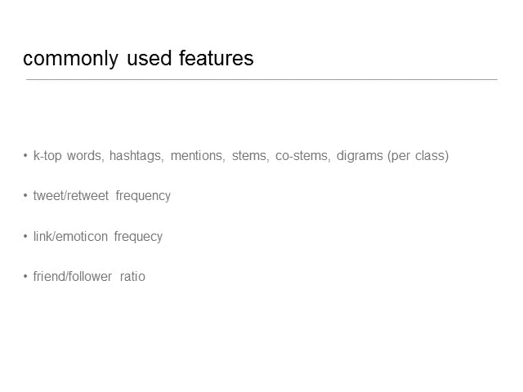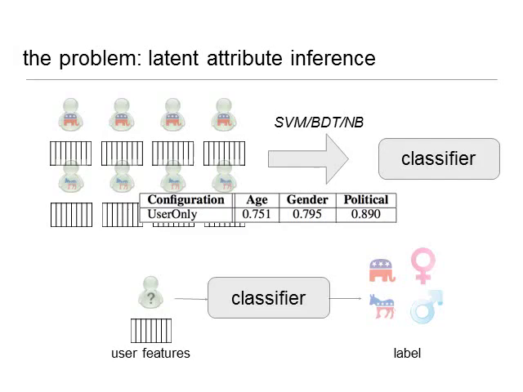And so if we go in and we try to classify these features, some very basic features, age, gender, and political orientation, this is the accuracy that we get if we use basically as many features as we can come up with for a given user. So we get about 75% accuracy for age, about 80% accuracy for gender, and 90% accuracy for political orientation.